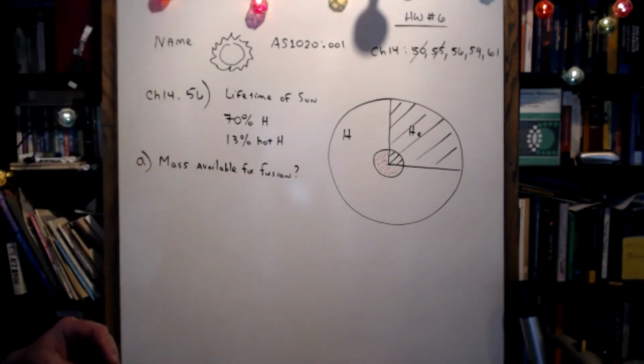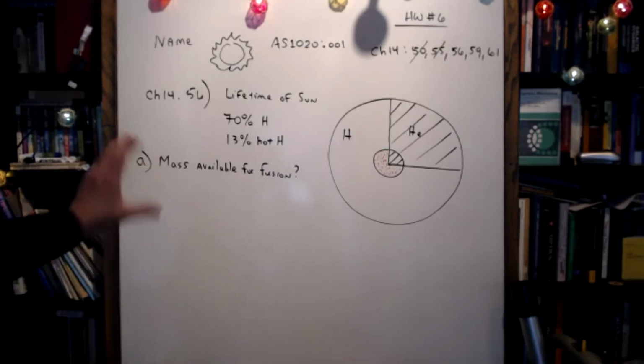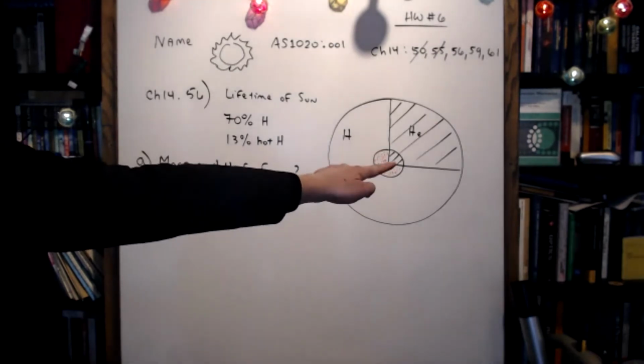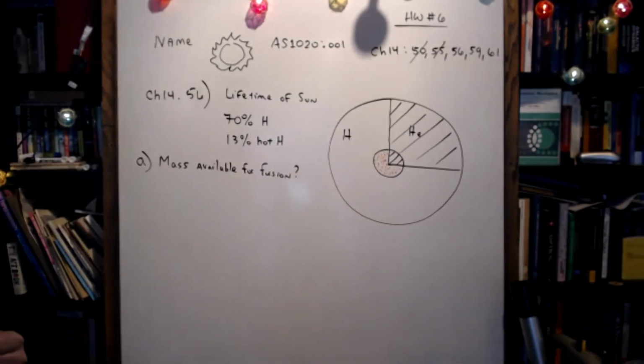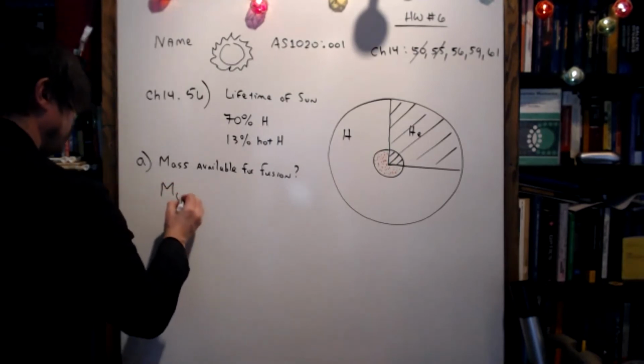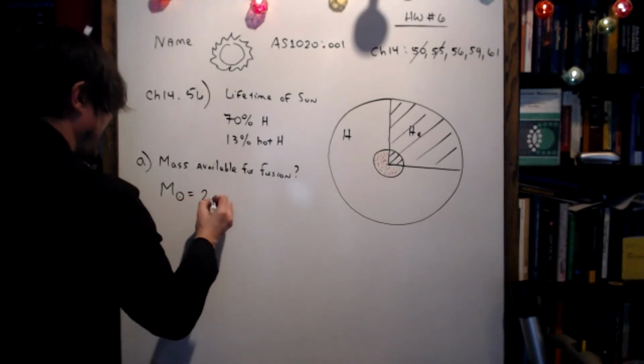I always like to see before I tell you how to do it if you guys could figure it out. Does anyone have any ideas out there in the television audience about how we can calculate what the number of kilograms are available for fusion in that little red zone there? Remember that we know the mass. Find the size of the little red zone, or the area of the red zone.